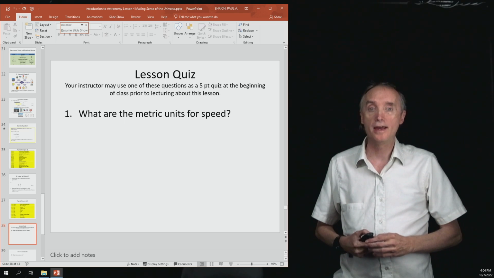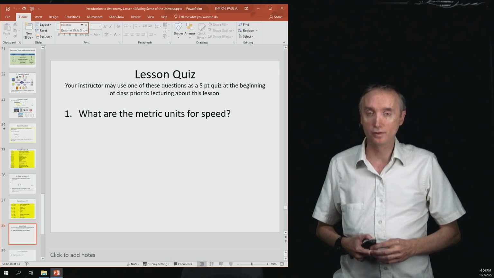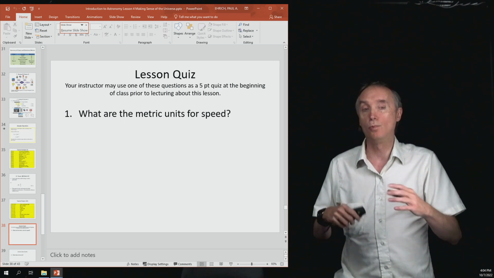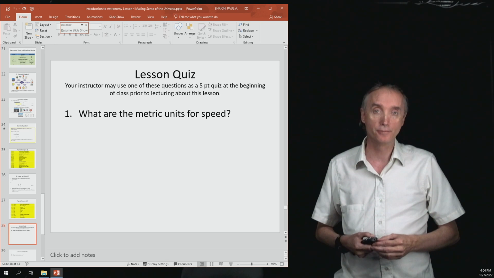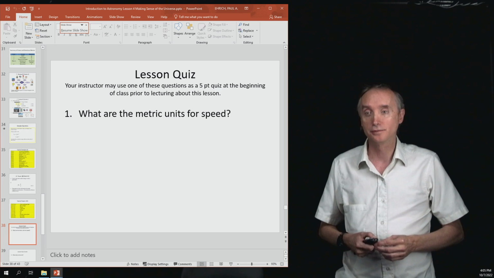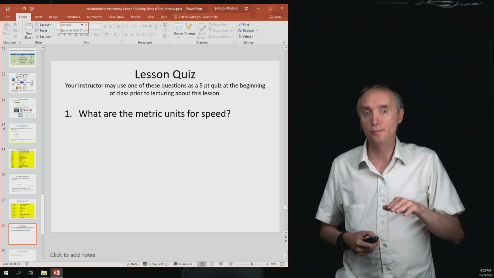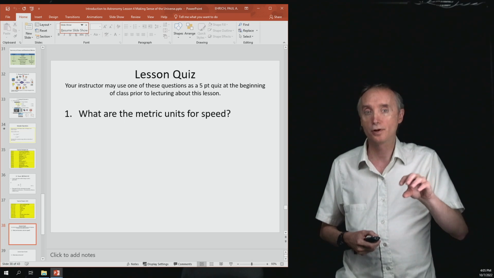Okay, we're back and we're finally finished with lesson number 4. So we've learned a whole lot about how things move and why things move, and then we also learned about energy and power. So, quiz question number 1. What are the metric units for speed? Okay, it was distance divided by time, so it would be meters per second.